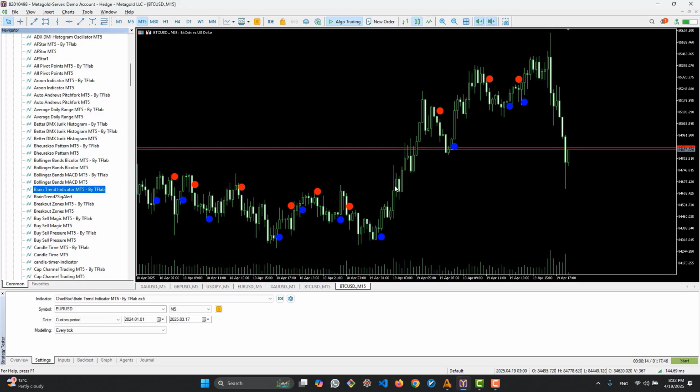In this way, when we have blue points, it indicates the start of an upward trend, and this point and area are displayed as a support.